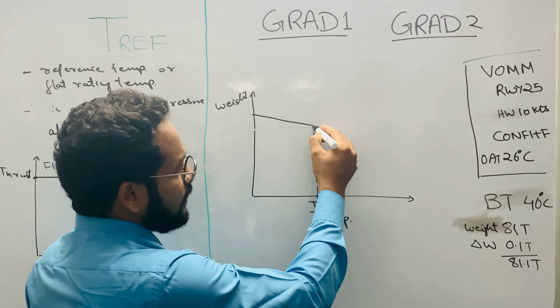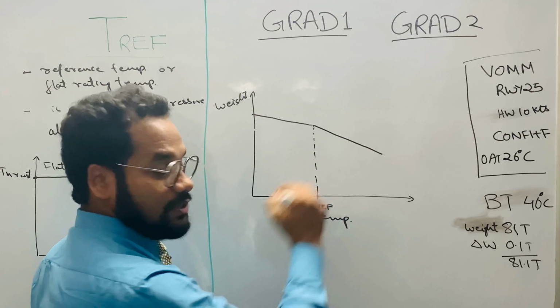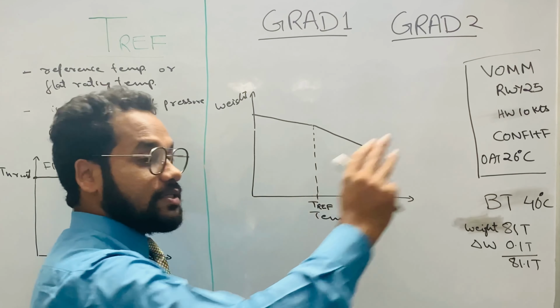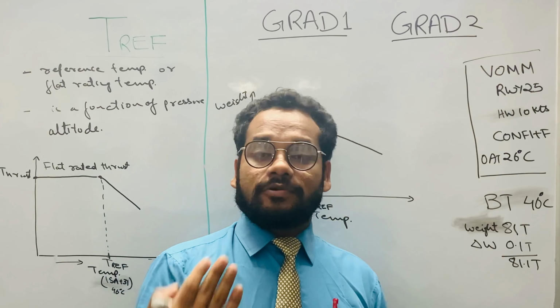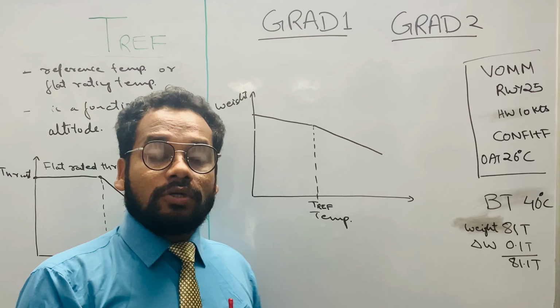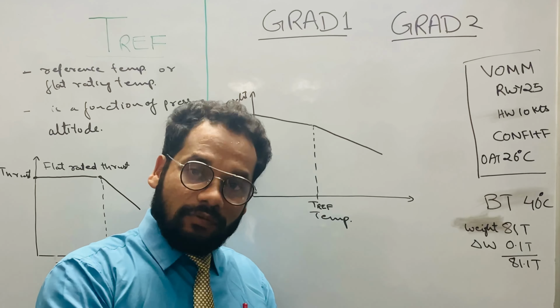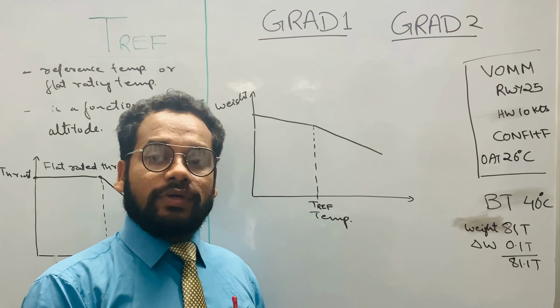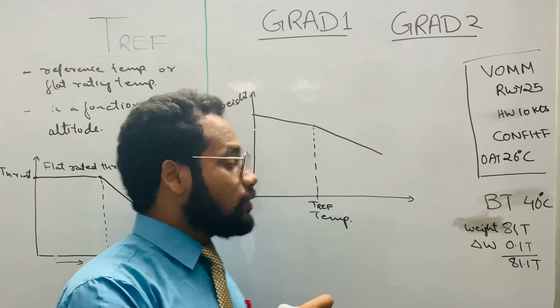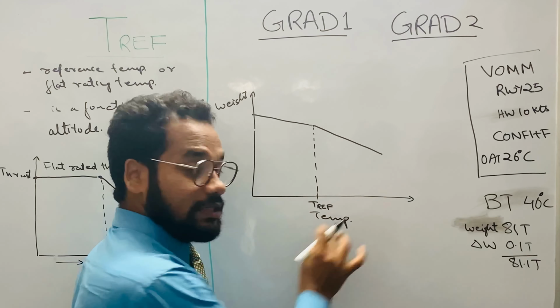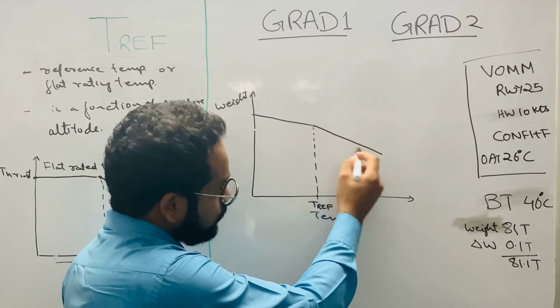Below Tref, again it repeats the same, it decreases, because as the temperature is increasing, the thrust producing capability of the aircraft will reduce. So for the aircraft to lift that weight, it has to have a certain thrust, but that thrust will reduce because the temperature is increasing. That's why the graph goes down like this.